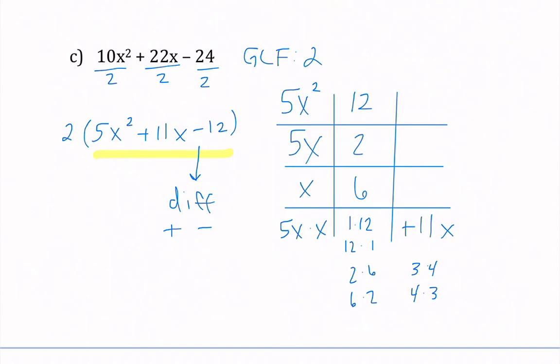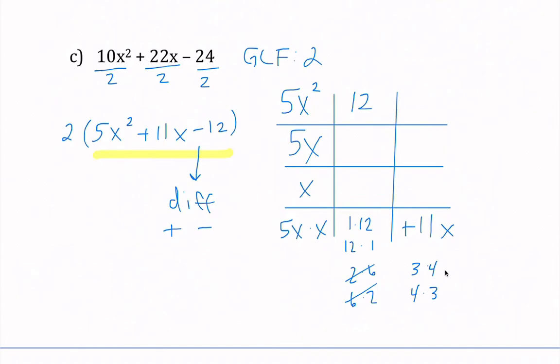Multiply across, 5x times 2 is 10x. Multiply across the bottom, x times 6 is 6x. Well, there is no way, either by adding or subtracting, a 10 and a 6 will give me an 11, so that's not it. So I've got to try my next option. Now I'll try 6 and 2. I'll multiply across the top, 5x times 6 is 30x. I multiply across the bottom, x times 2 is 2x. There's no way, either by adding or subtracting, a 30 and a 2 will give me this 11, so that's not it either. Okay, maybe third time's the charm.